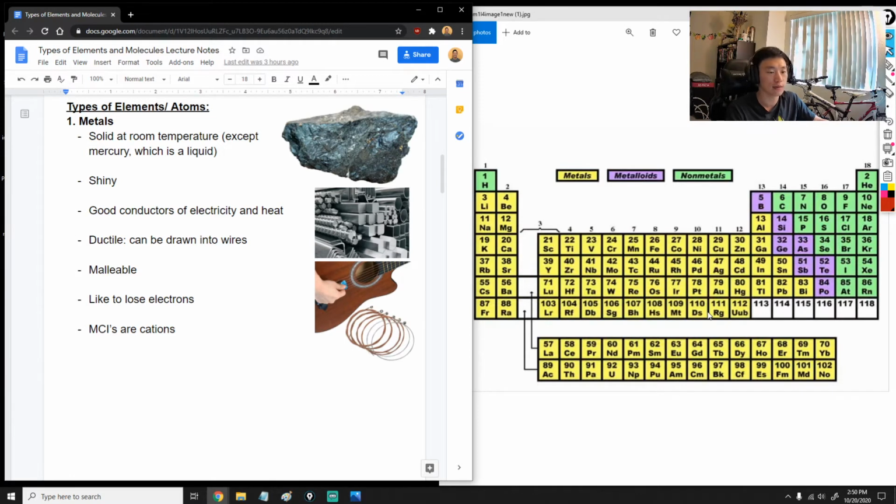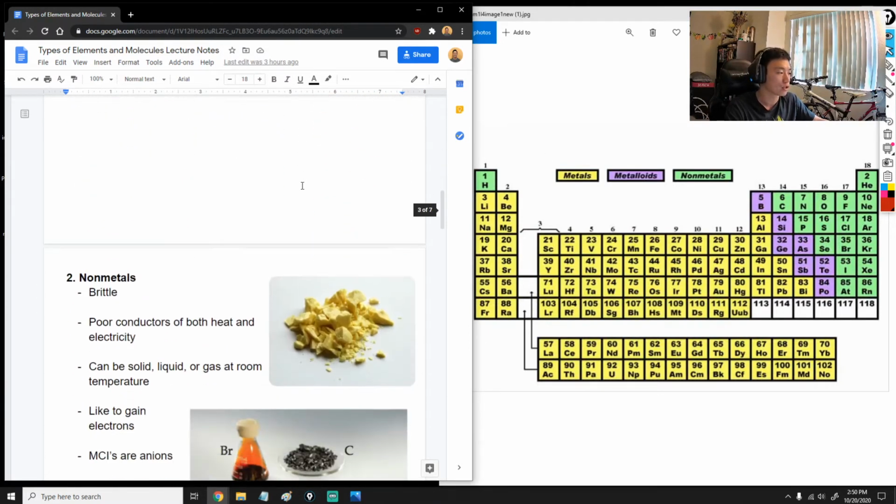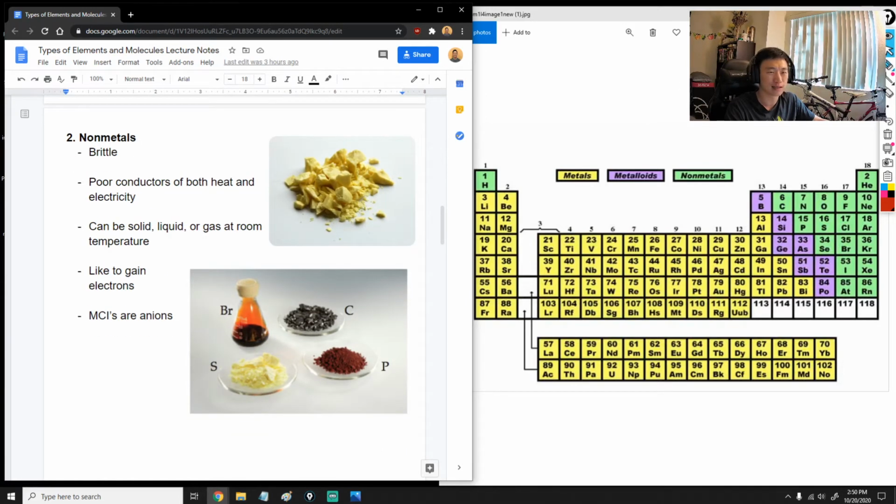Okay, the only exception on the left side is hydrogen. That's a nonmetal, which we'll talk about right now. So what are nonmetals? Nonmetals are basically the opposites of metals, and they're here on the right side. So everything in green right here is going to be a nonmetal.